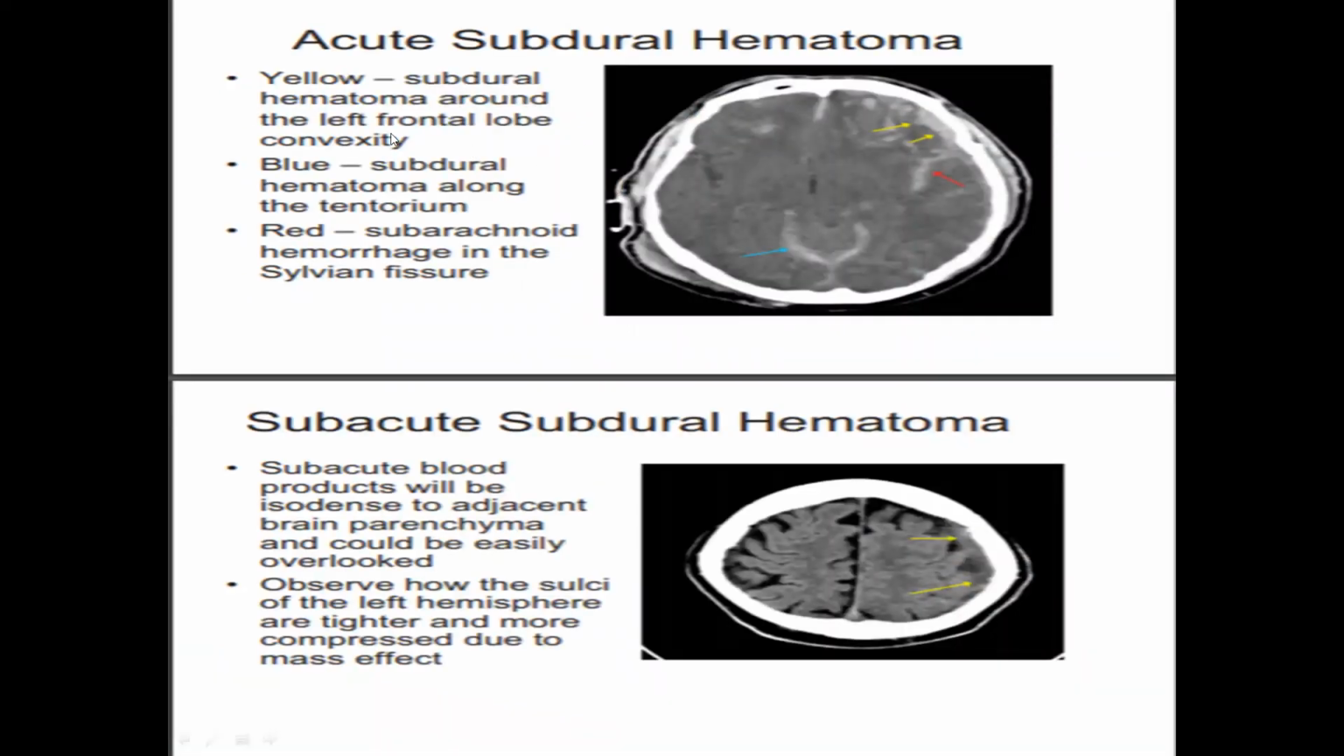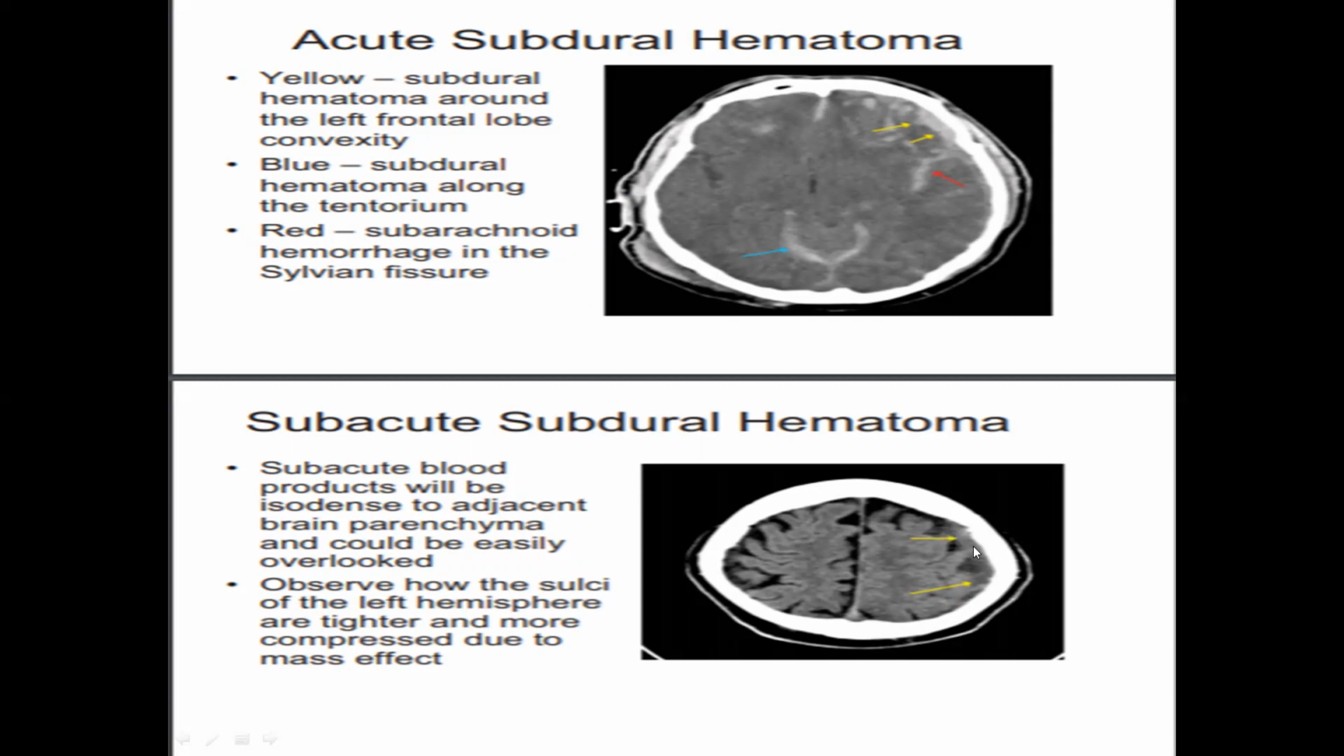Acute subdural hematoma: if you're able to see the yellow color here, this is subdural hematoma around the left frontal lobe convexity. The one in blue here is the subdural hematoma along the tentorium. Then the one in red is subarachnoid hemorrhage in the sylvian fissure here. When we talk about subacute, subacute blood products will be isodense to adjacent brain parenchyma and could be easily overlooked.